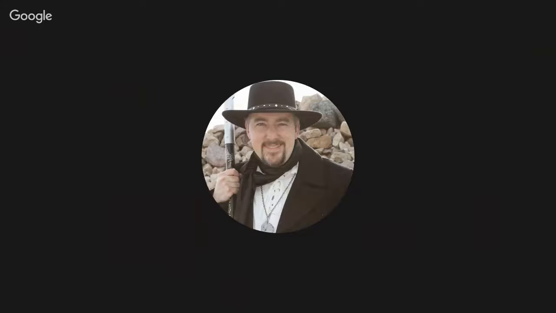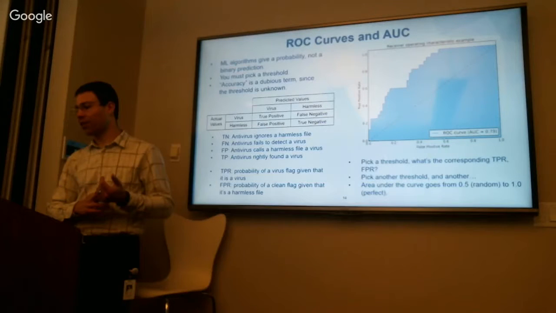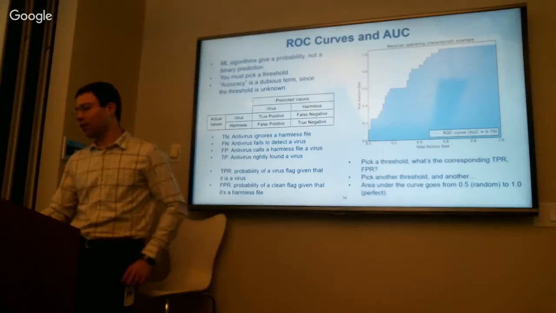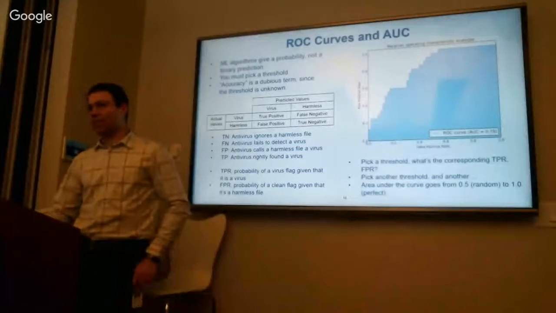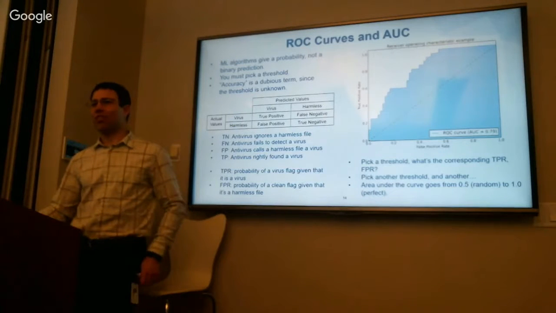from 0.5, which is random, to 1, which is perfect, meaning you got all the positive ones positive and all the negative ones negative. And so that's nice because threshold is erased. You don't have to talk about threshold anymore.